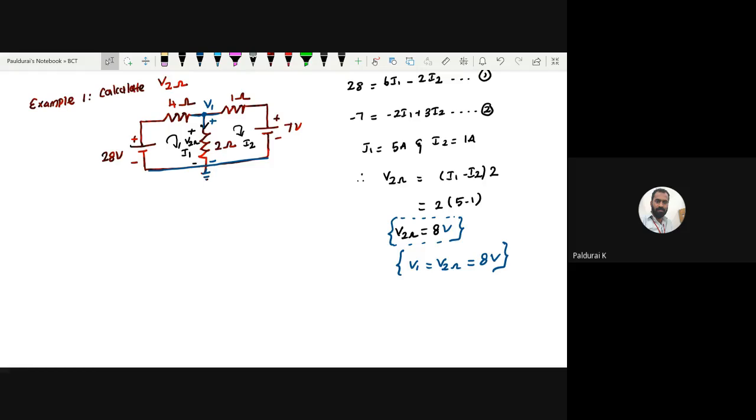Okay, for nodal, first thing: for mesh, what do we do? First, you find the number of loops, right? However many loops there are, that many equations I will develop. Similarly here in nodal, the very first step is to find the number of essential nodes, not non-essential nodes. So very first step, 1: find the number of essential nodes.